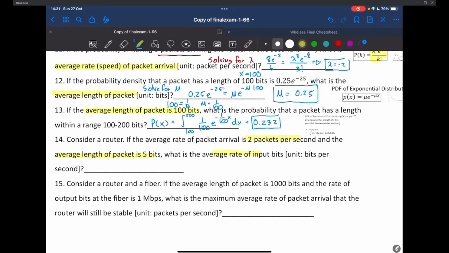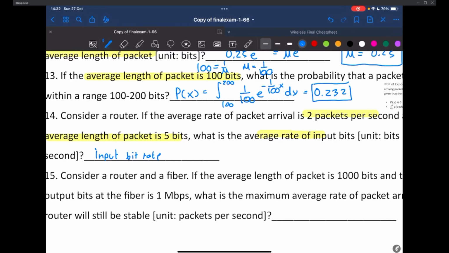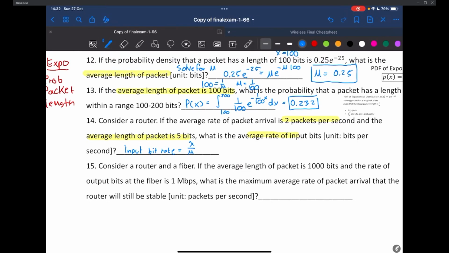In order to find it, we need to use the formula in the cheat sheet, which is input bit rate. It's equal to lambda divided by mu. Now what is lambda? What is mu? Lambda is the packet arrival, and average packet length is 1 over mu, which is equal to 5, which makes mu 1 over 5. So lambda is equal to 2 divided by 1 over 5, which is 10.